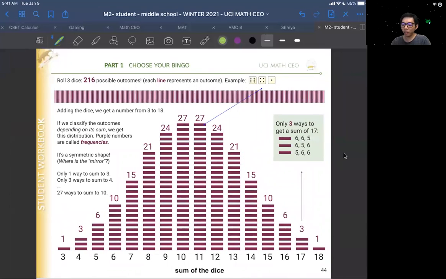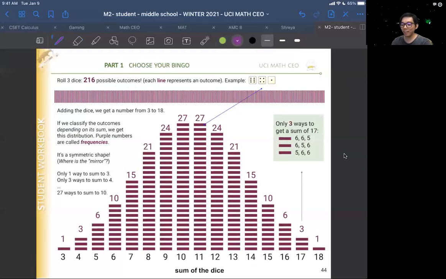You see this number on the top is the number of outcomes that you have on the table, and this is the sum. So if a student has 10 or 11, they got it. If not, we can say, hey, you have your own reasoning, so you can ask them.